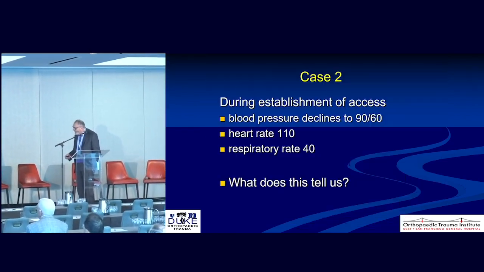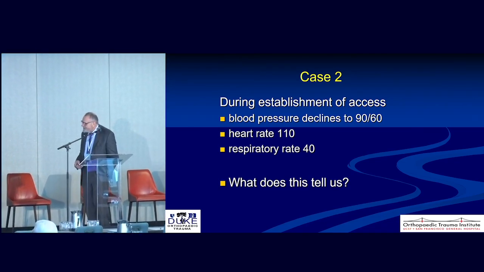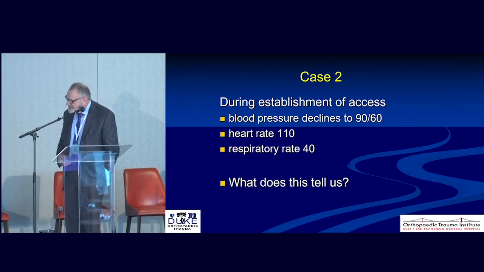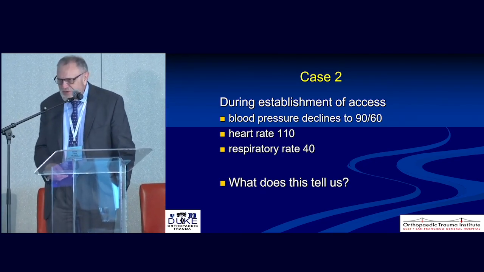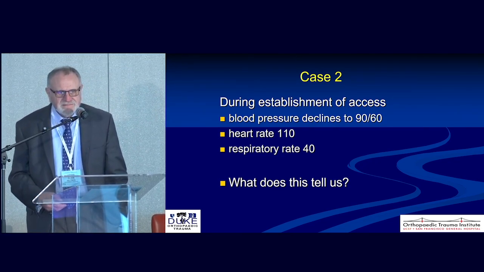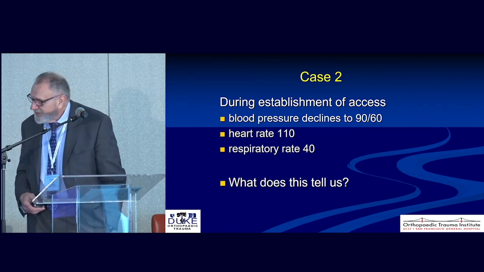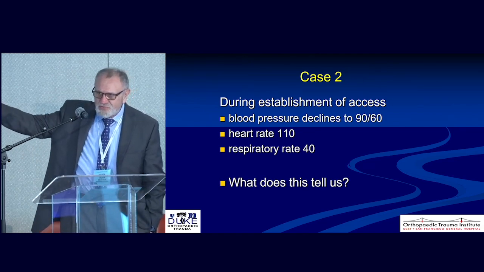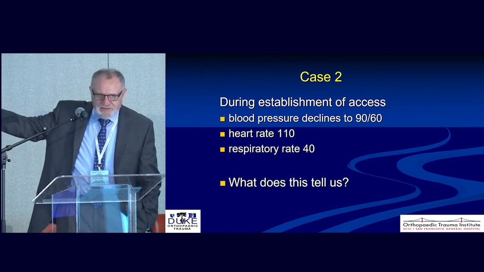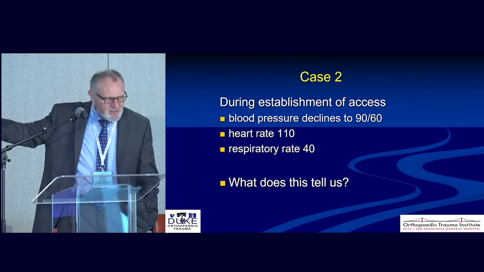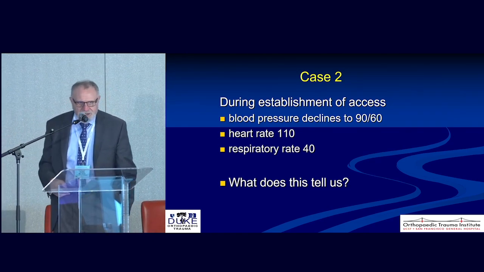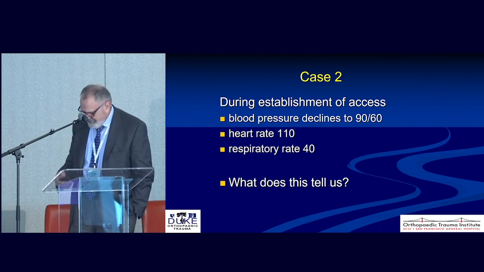So let's see what else we have. During the establishment of access, you're trying to get your IV lines, and his blood pressure drops, his heart rate goes up. So what do you think that tells us about this guy? He's bleeding. He's having hypotension. Now, of course, what ATLS will tell us is that even though that's true with this kind of pelvis, still an injury to the abdomen is the most common cause of life-threatening bleeding, even though this is important and something we have to manage and be part of the resuscitation.